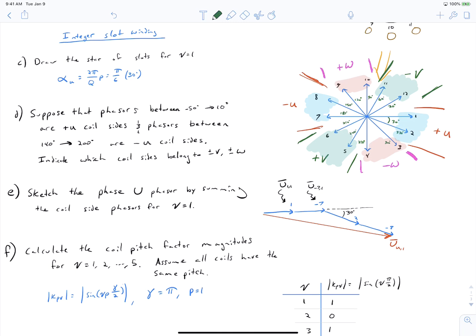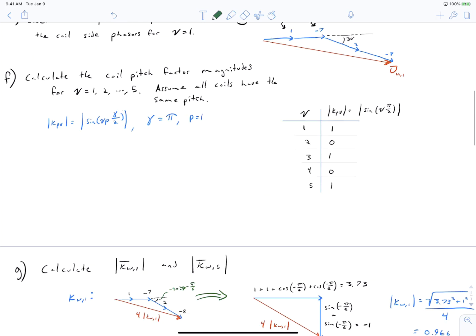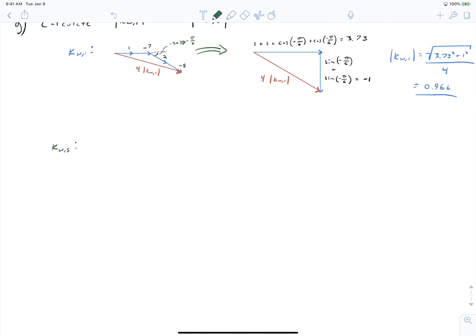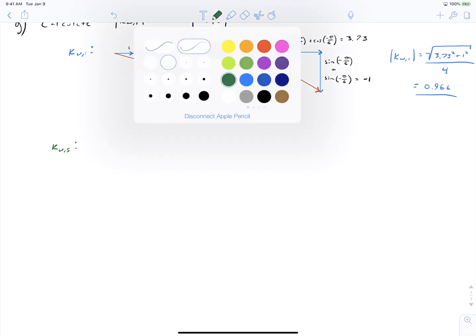And so phase U consists of phasors 1, 2, and 7 and 8. And phasors 1 and 2 are separated by 30 degrees. So the 5th harmonic is going to be 5 times 30 degrees. They're going to be separated by 150 degrees. Phasor 7 is separated from phasor 1 by 180 degrees. So the 5th harmonic phasor for slot 7 is going to be located at 5 times 180 degrees. And similarly for phasor 8. So we'll draw this down below.